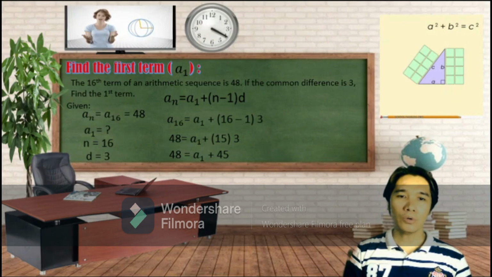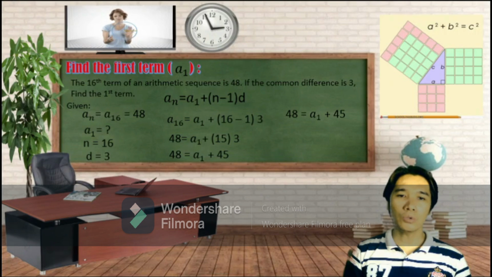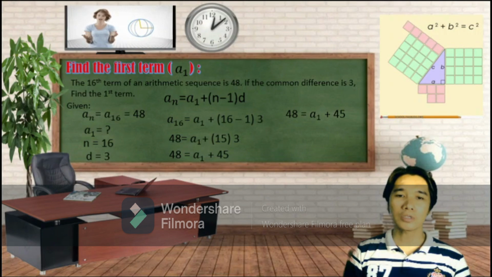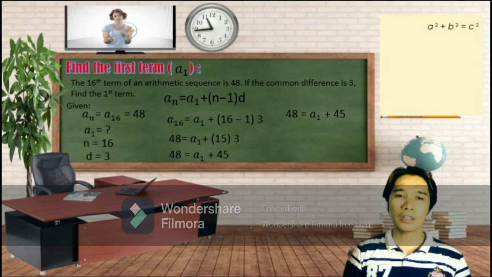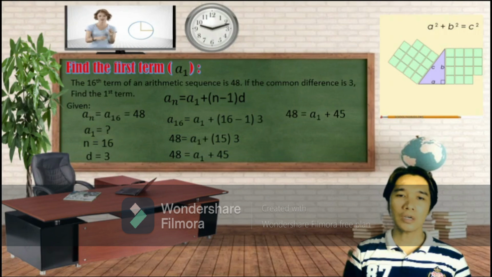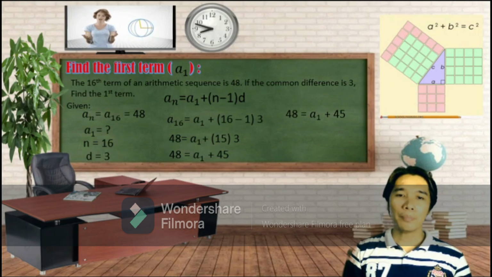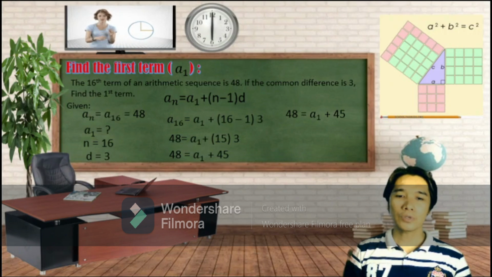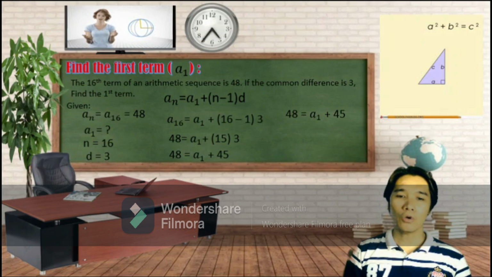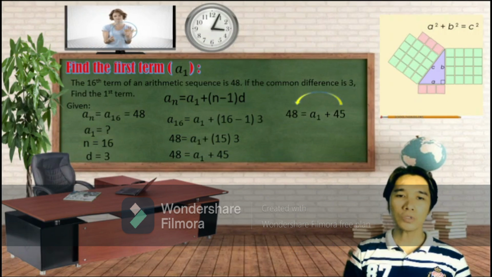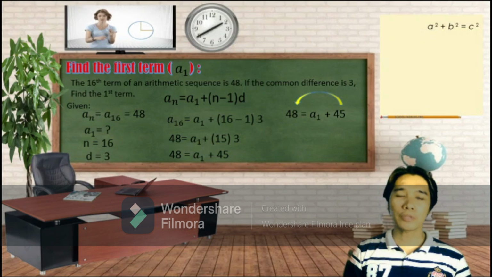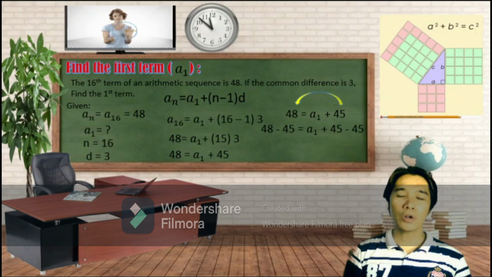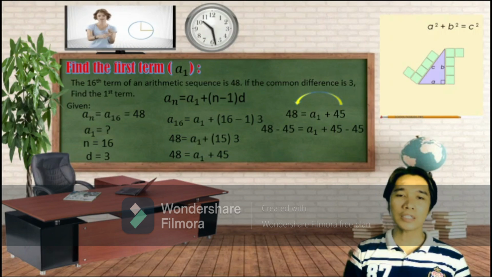Okay? This time we are going to combine similar terms here. We cannot combine a sub 1 plus 45 because they are unlike terms. So what we are going to do is apply the addition property of equality so that we can cancel out 45 and a sub 1 will remain. Or we can just transpose 45 to the other side of the equation. Applying the addition property of equality, we are going to subtract 45 on the right side of the equation.